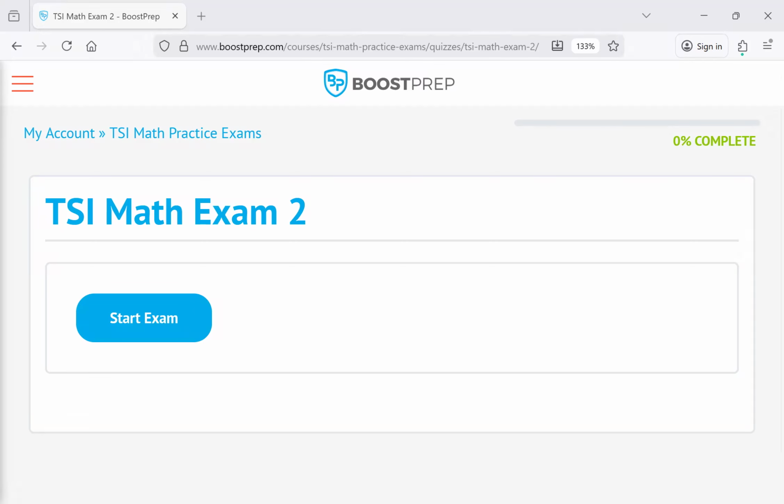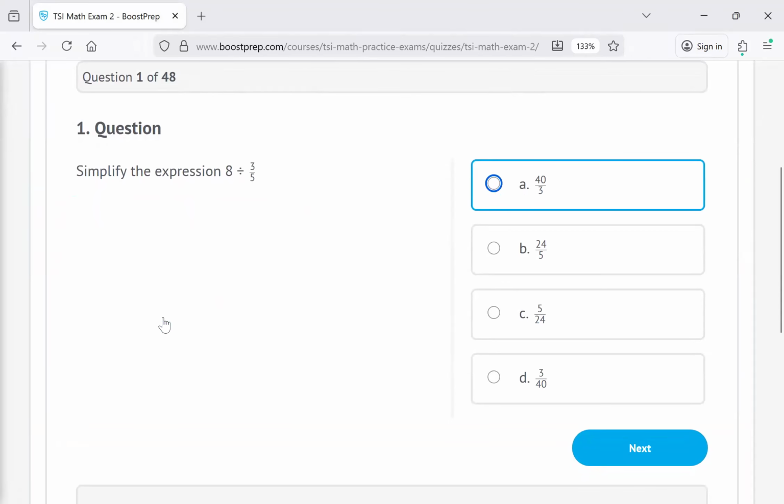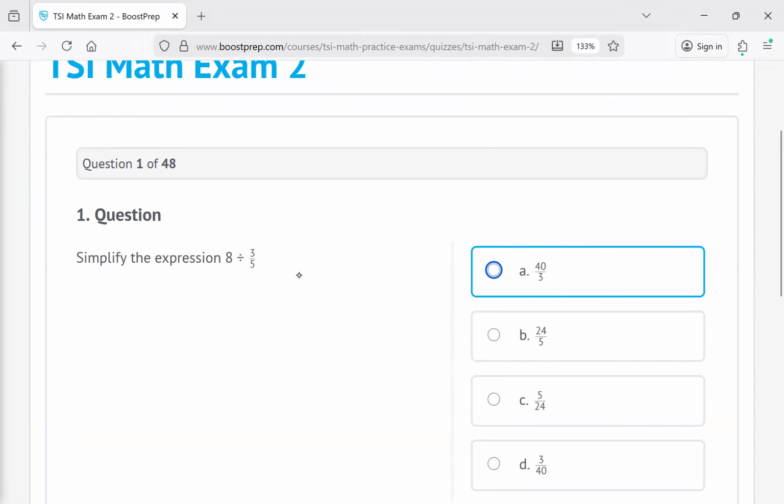Okay, let's begin. On the exam you can use a calculator. You just can't bring your own. They'll provide you one. So let's start.